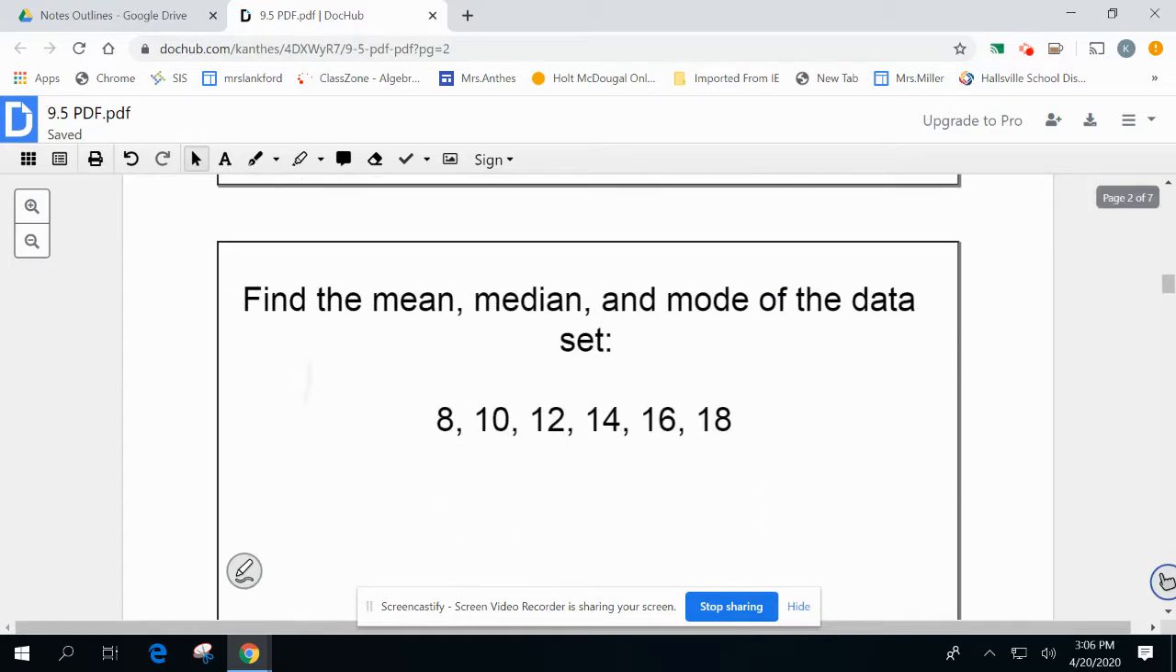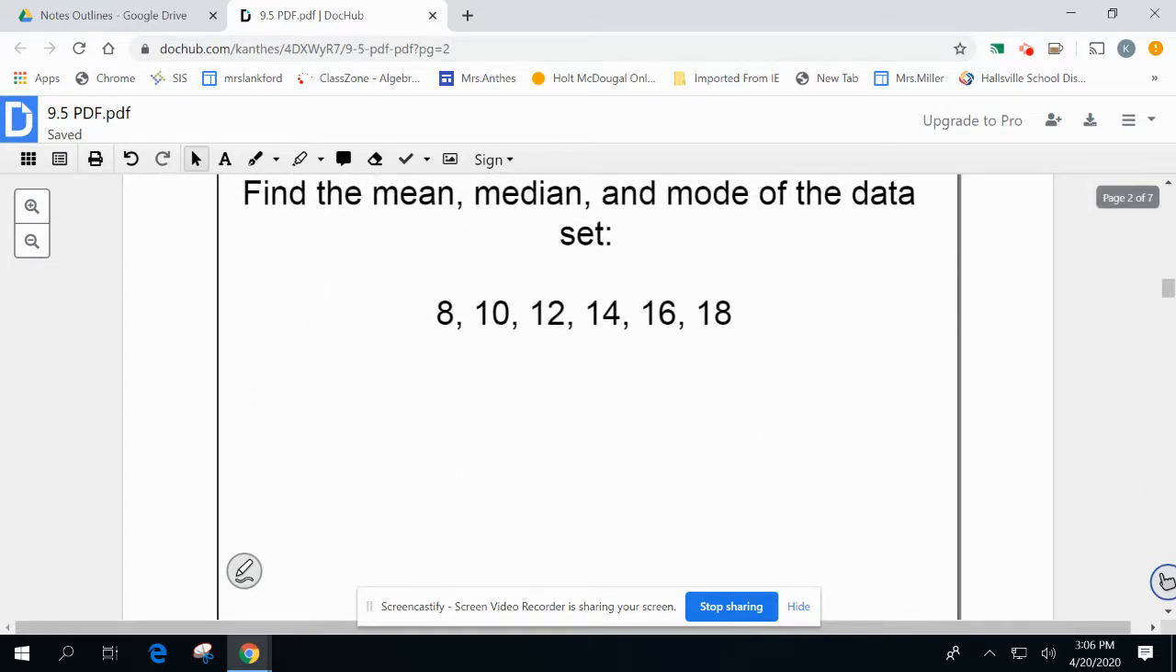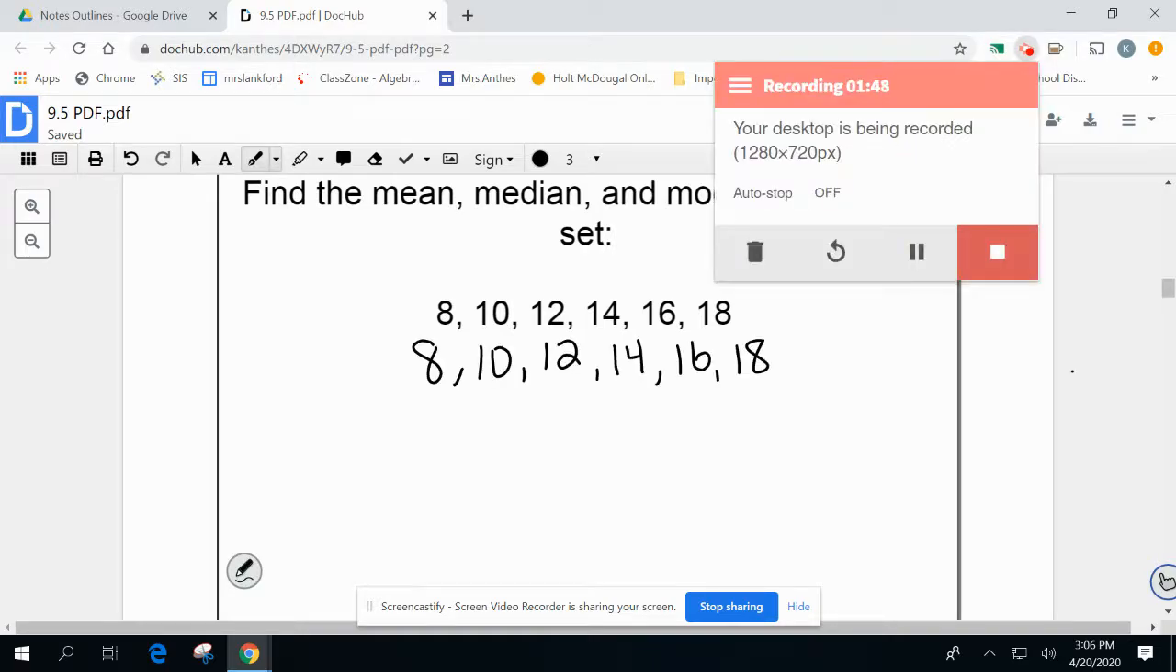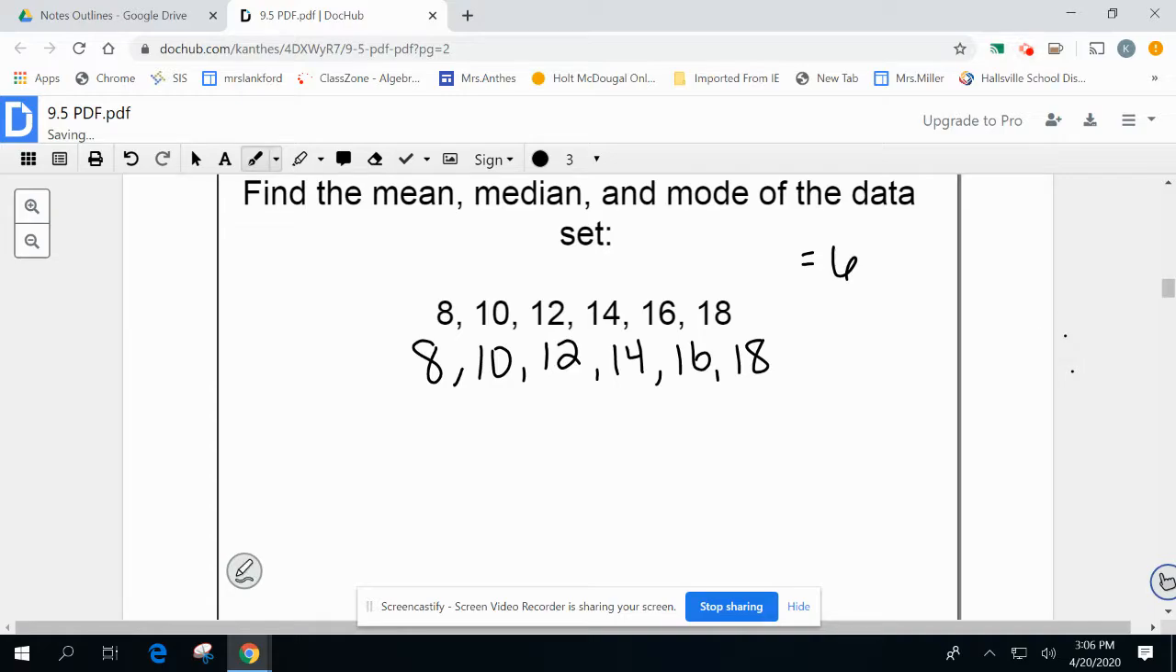Okay, so we're going to do that same thing with the next set of data. I have to find the median, so I'm going to put these in order. Okay, they were actually already in order. So the mean, add them up, you get 78 divided by 6, and that's 13.